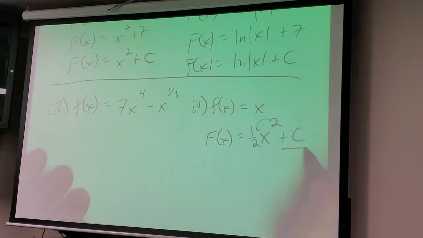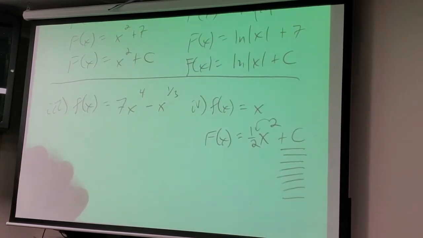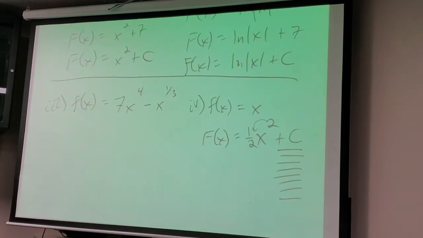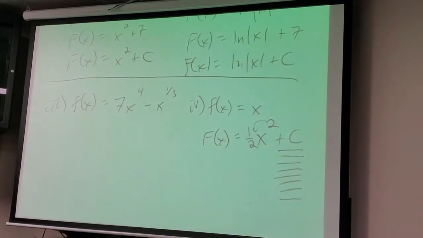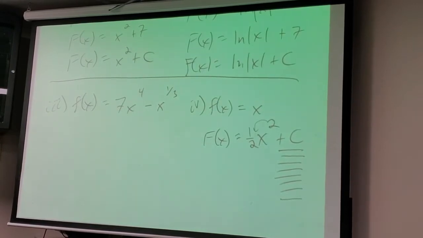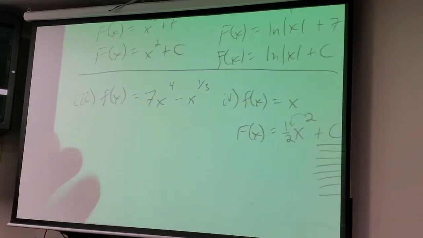This, by the way, will annoy you. I'm going to annoy the shit out of you. You're going to lose points for not putting plus C. Because otherwise your answer is too specific. I'll say, how do you know it's 0?